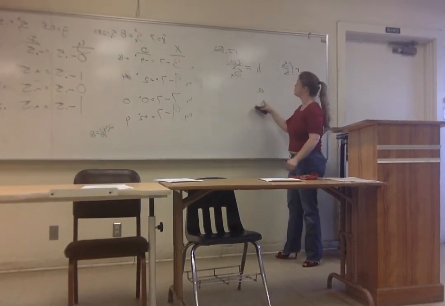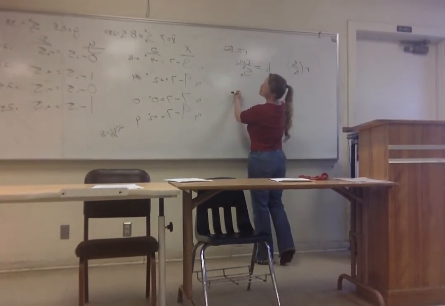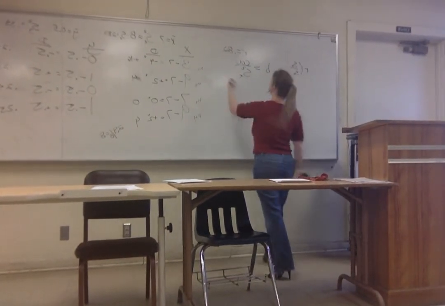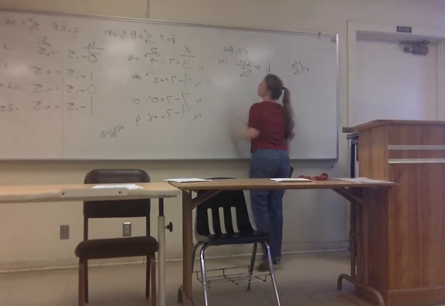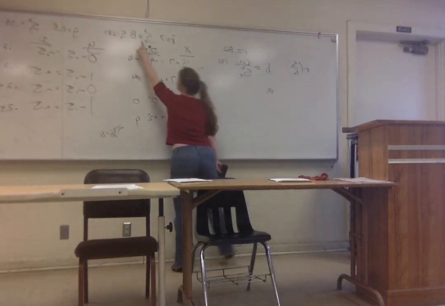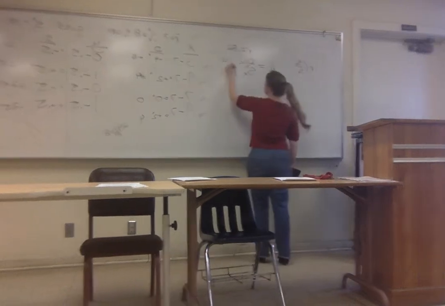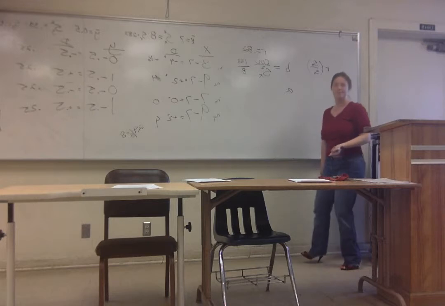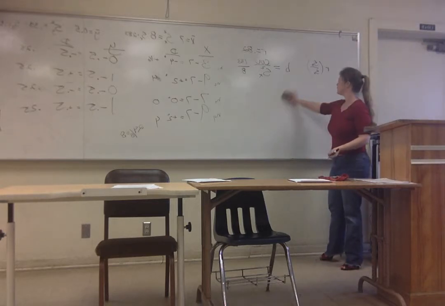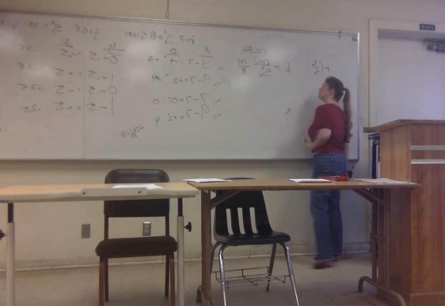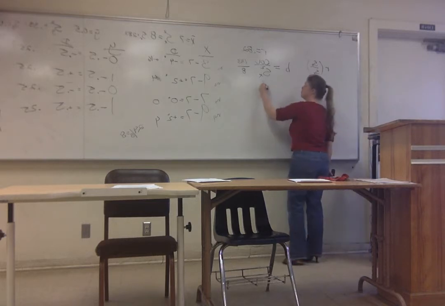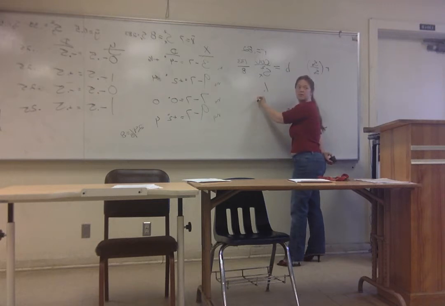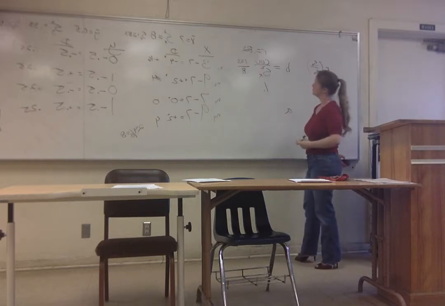All right, so what was the covariance again? 1.33. What was the variance of x? Well, I find my x variable. My variance was 8, not the standard deviation, but the variance. Right? So what is my slope? 0.167. 0.167.